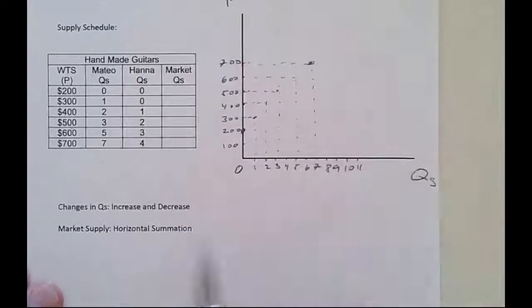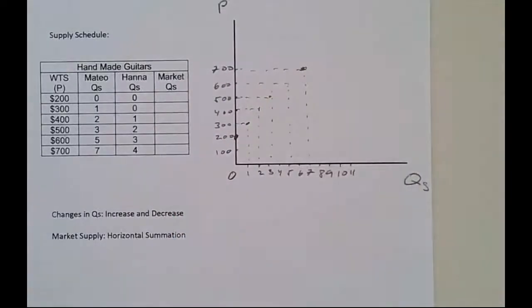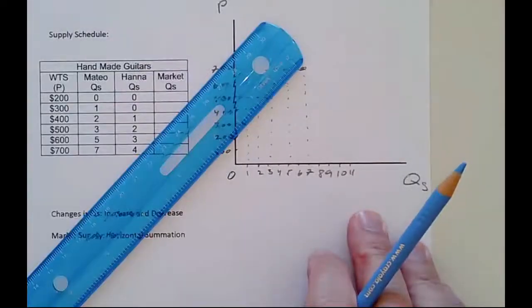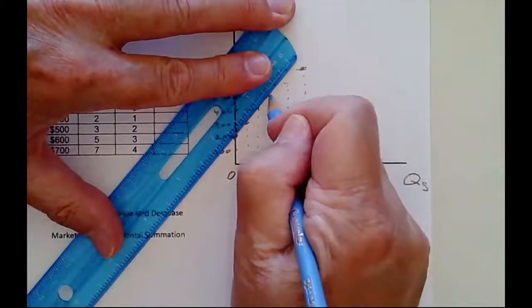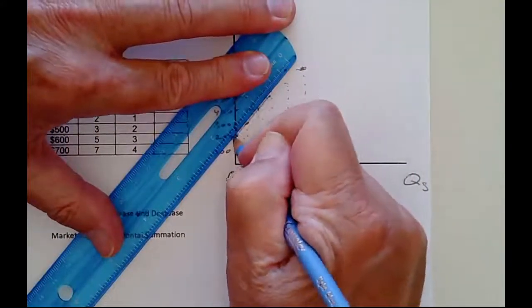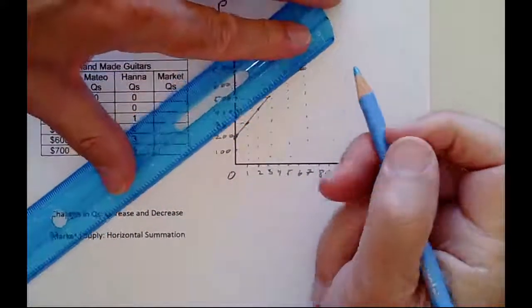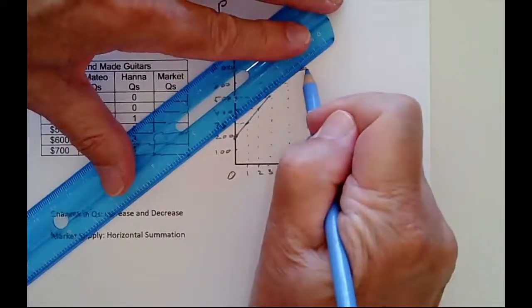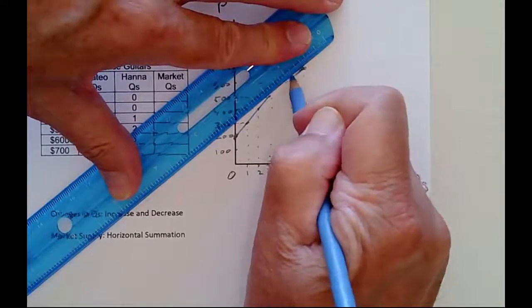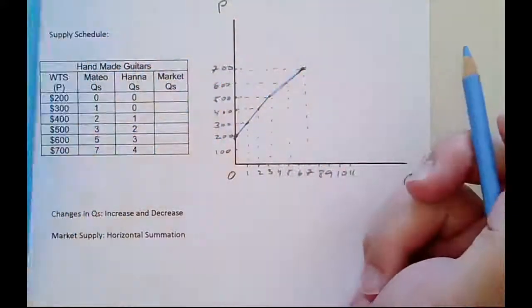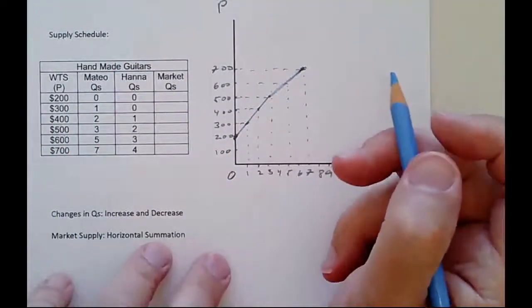There's actually two slopes here. So initially it's rising this fast right here. Use a color pencil for Mateo. And then it kind of falls this way as Mateo tends to make more now at each increase in price. And this would be now the supply that comes from Mateo.